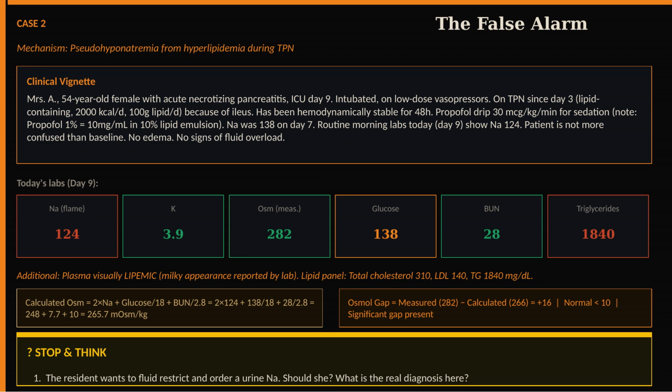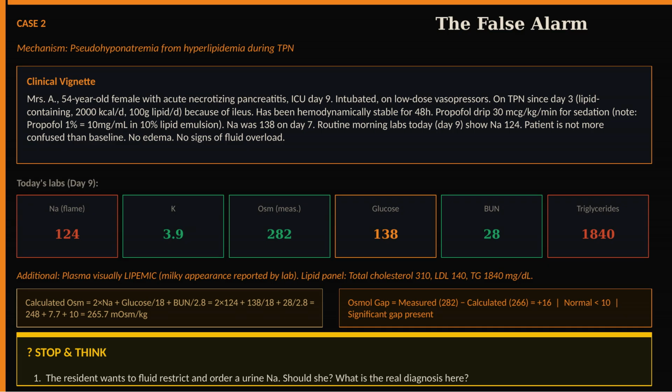2 days ago, her sodium was a clean one, 38. This morning, it's 124. But here's the thing. She's not more confused, no edema, no signs of overload. Her measured osmolality? 282, essentially normal. Her triglycerides come back at 1840, and the lab phones to say the plasma sample looks milky.